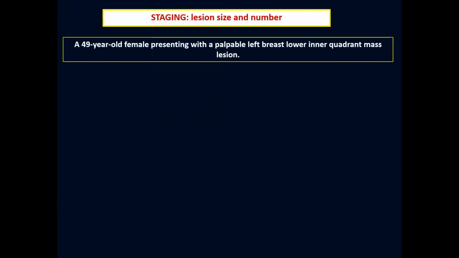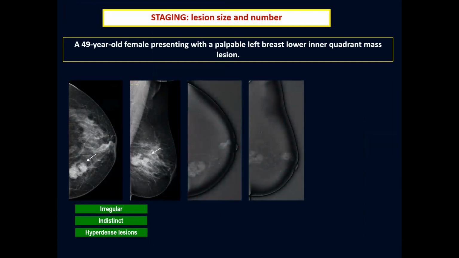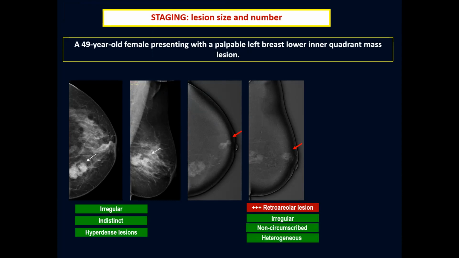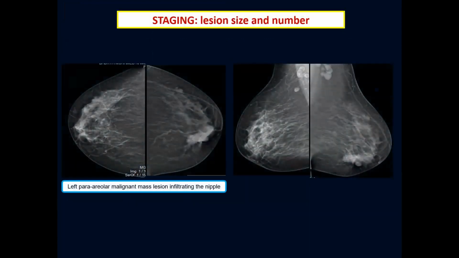This was a 49-year-old female presenting with a palpable left breast lower inner quadrant mass lesion. She had this lesion, which appeared irregular, indistinct, and hyperdense as compared to the surrounding parenchyma. This was the contrast mammogram of the same patient, which revealed another lesion in the retroareolar region. It was also irregular, non-circumscribed, and it showed intense contrast uptake. This was the MRI of the same patient, showing exactly the same findings as the contrast mammography.